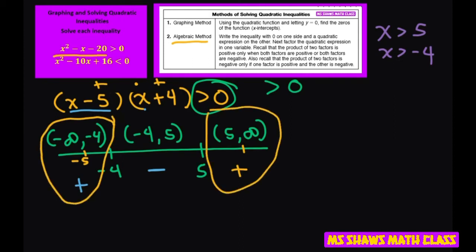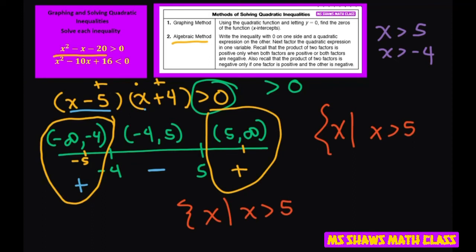A good way to write this is x such that x is greater than 5, or x is less than negative 4. You could also switch these around. You would use the word or here.